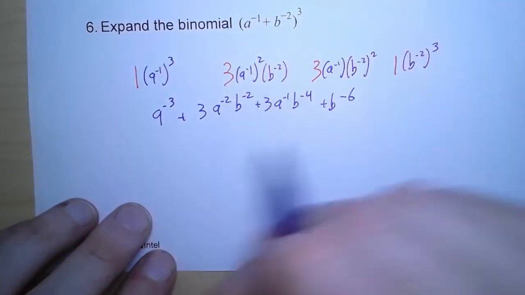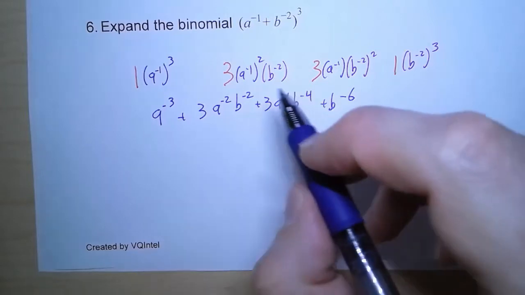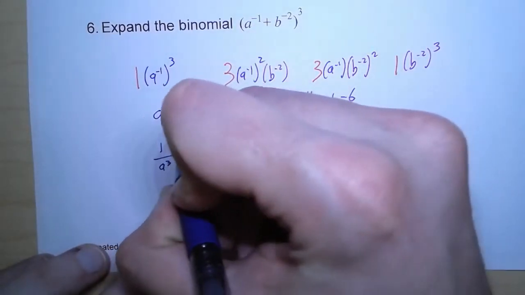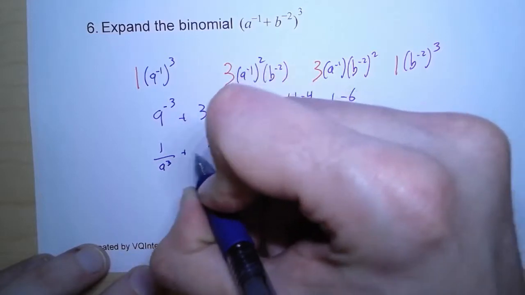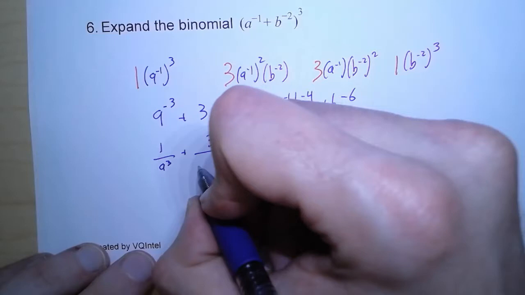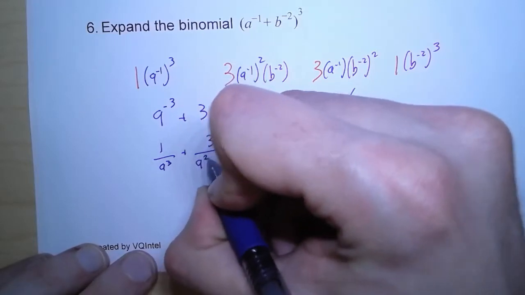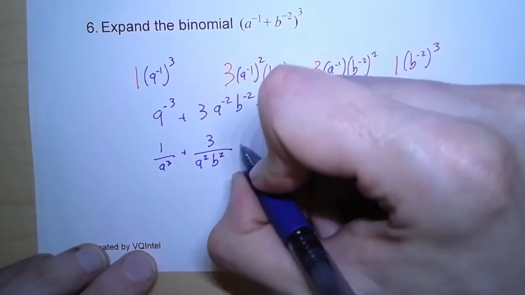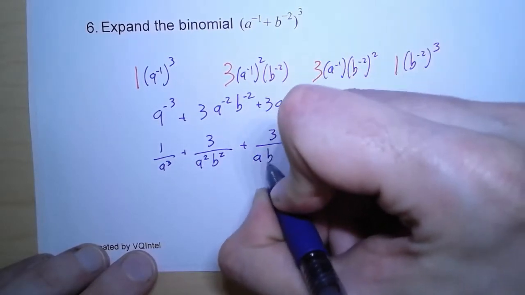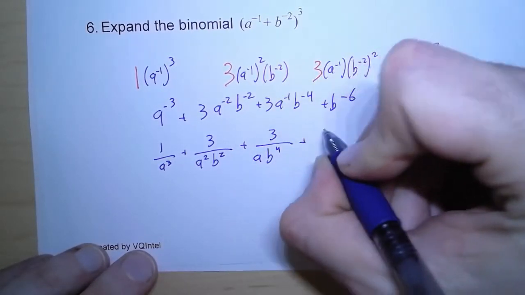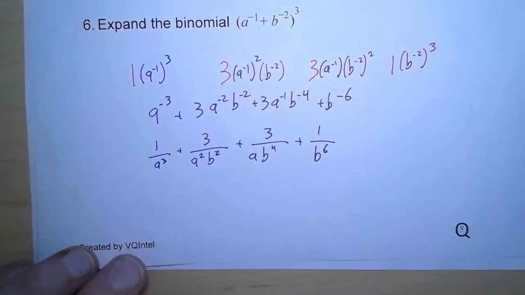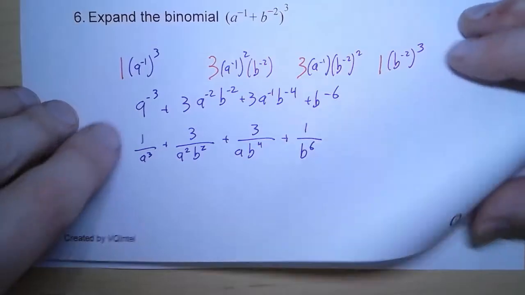Now to write this out with positive exponents, a to the negative third means 1 over a cubed. Here, the 3 does not have a negative exponent, so it stays on top. But the a squared and the b squared, they go down below. Here we have a times b to the fourth, and then here we have 1 over b to the sixth power. And there's our answer.